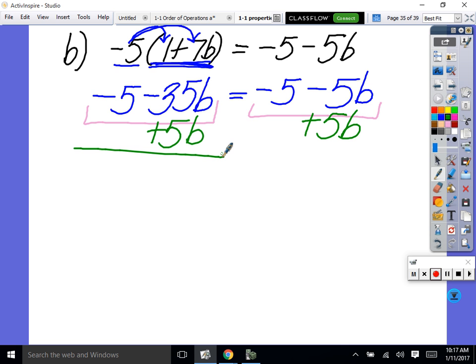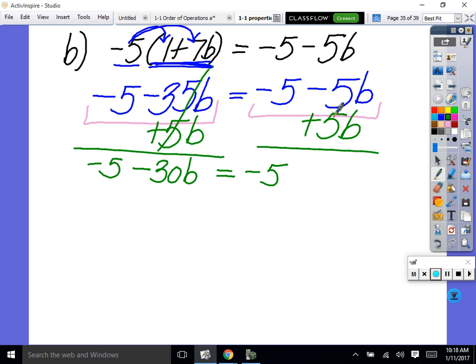So now focus on this side and write what we have left over. You still have negative 5, look. Negative 5, add straight down, and we get minus 30b's, correct? And that's equal to, now on this side we have, add straight down, we still have a negative 5. And on this side we have 0 b's. Do you guys see what I did there?